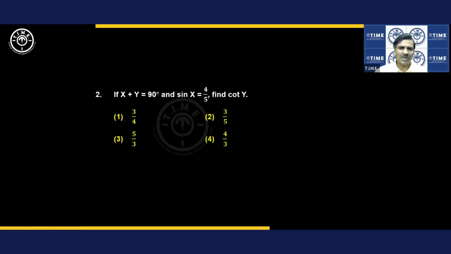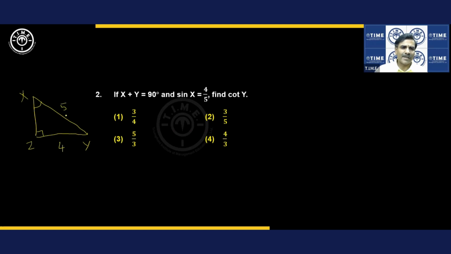So let's look at the next one. The next question is based on trigonometry. If x plus y is 90 degrees and sin x is equal to 4 by 5, then find cot y. Since x plus y is given to be 90 degrees, the other angle, suppose we consider it as z, has to be 90 degrees. Sin x is given as 4 by 5. We all know sin x is opposite by hypotenuse. So the side opposite to x is 4 and the hypotenuse is 5.